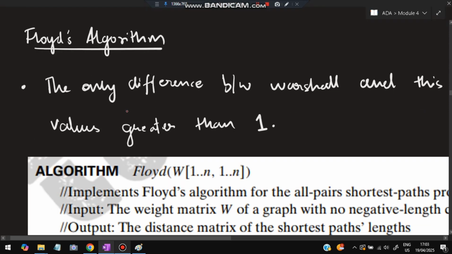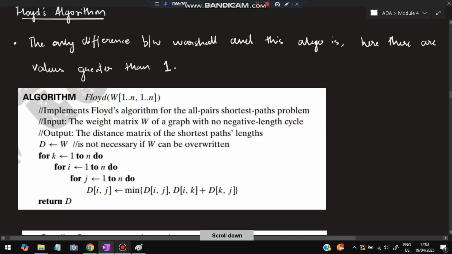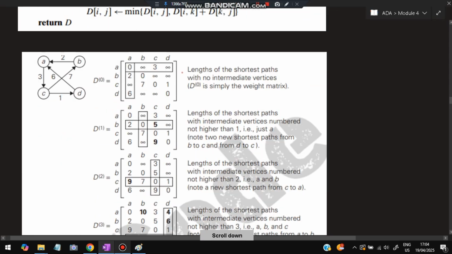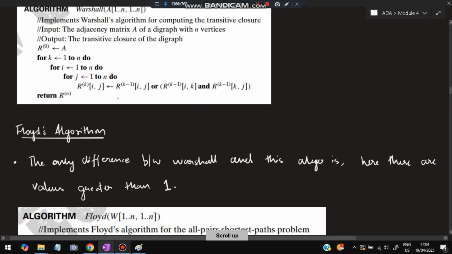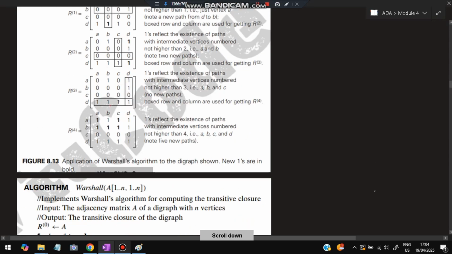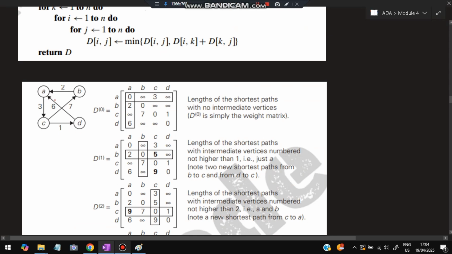Next we have Floyd's algorithm. Okay, let's have a look. What is Floyd's algorithm? Everything is the same as the previous one, except that here the values will be greater than 1. That's it. This is the algorithm, and if you see the problem here, you can see that there is direction also. Previously, was there any direction? Yes, direction was there, so there is not much difference. So observe carefully. Now A, B, C, and D are here. Now, how do we make this graph? That also I'll explain. A, B, C, D is present.